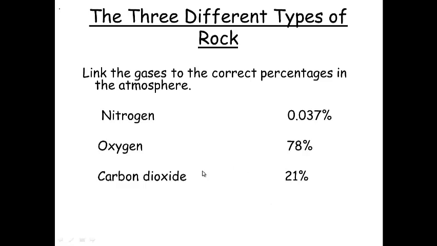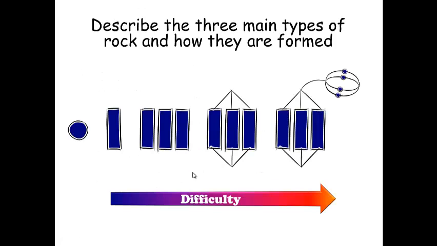Right, let's see if you got these right. So nitrogen is 78%. Oxygen is 21, and that leaves carbon dioxide, which is 0.037%. So what we're going to be learning about today is we're going to describe the 3 main types of rocks and how they are formed.